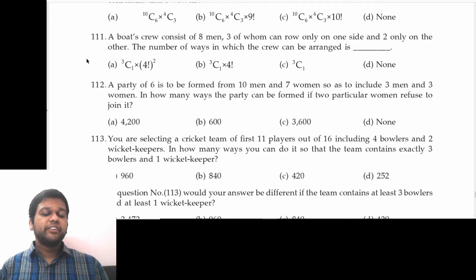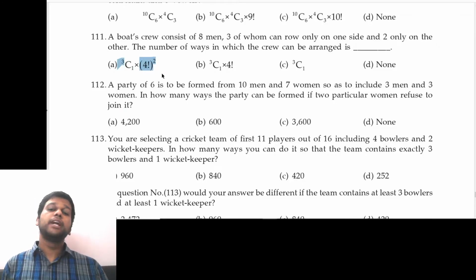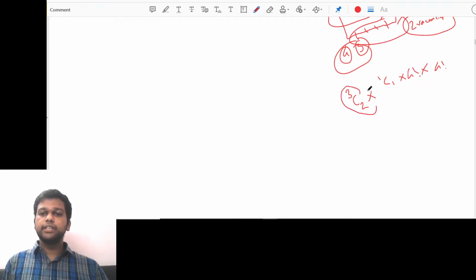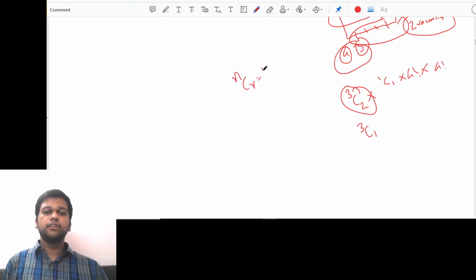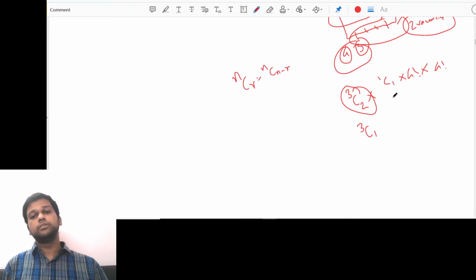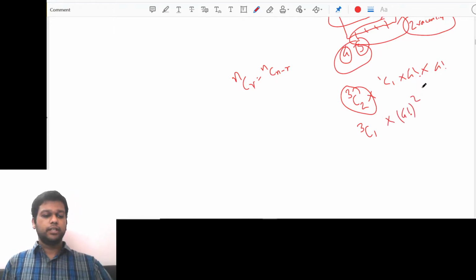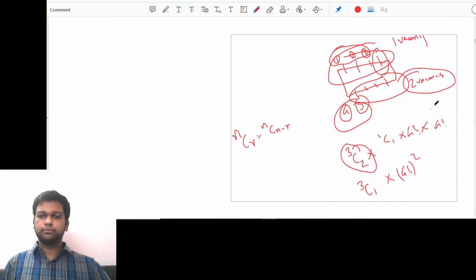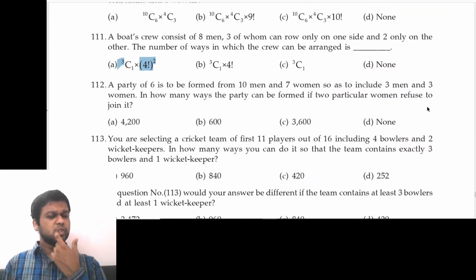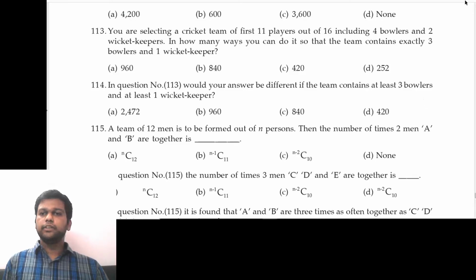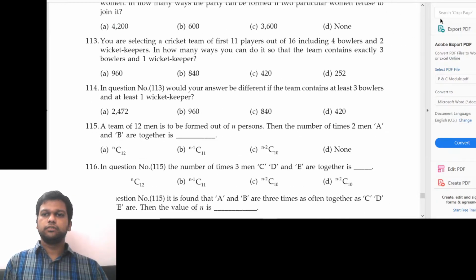Okay. Now they've given 3C1 and 4 factorial, but that is the same because 3C2 is the same as 3C1, right? We know that NCR is equal to NC(n minus R) also. So 3C2 and 3C1 is the same, into 4 factorial square. So option A will be the correct answer. A. Next. 112.